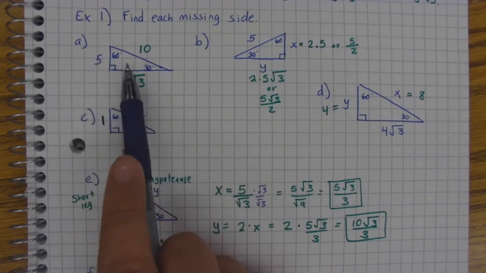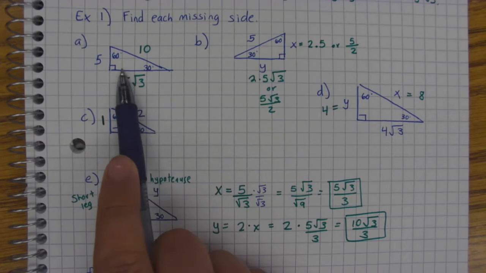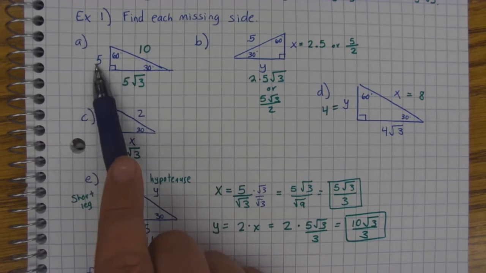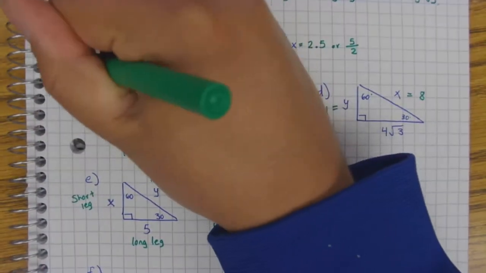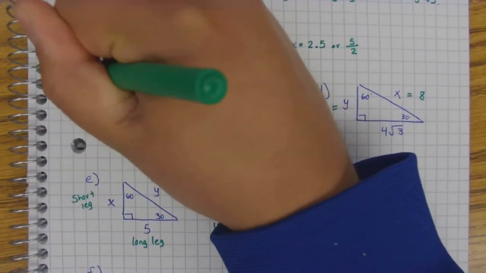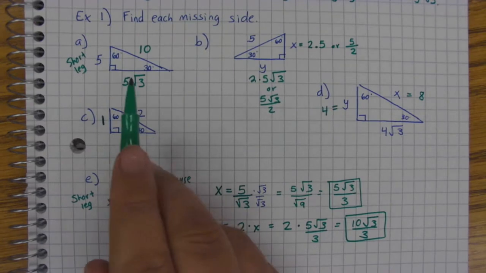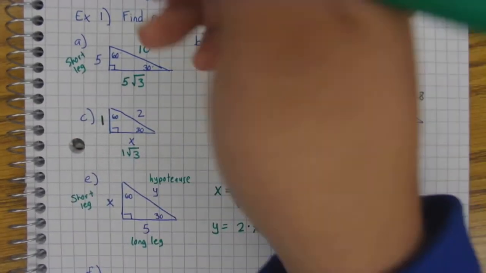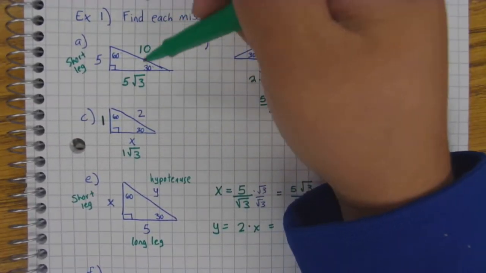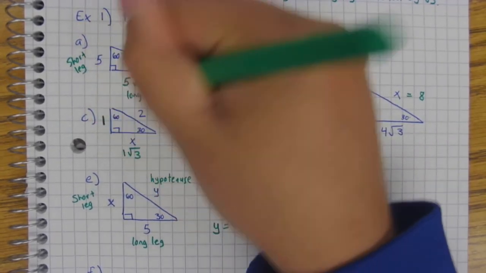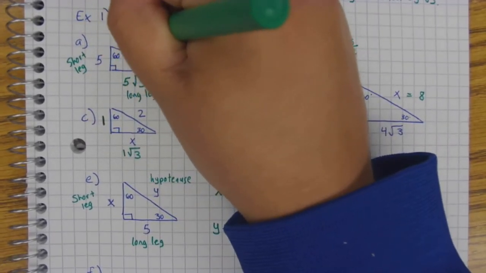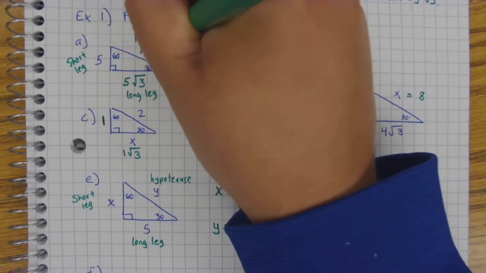So let's start with letter A. It's a 30, 60, 90, so we can use the pattern that we just learned. They gave us 5, which is the short leg. So it's a good idea to write it down. The short leg is 5. And then we need to find the long leg, and we need to find the hypotenuse. Those are the missing sides.